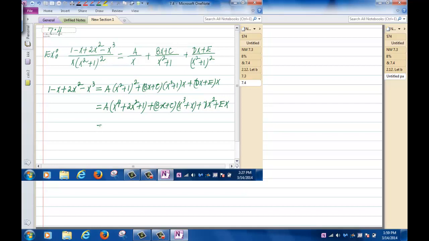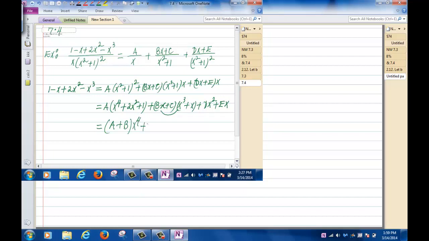And finally, I am going to try to come up with what's the largest exponent on the right. The largest exponent I can get is 4. So what's the coefficient of x to the 4? I am going to get an a x to the 4 from the first, right here, so I'm going to get a. From these two, I am going to get b, right? So plus b. And I think that's it for x to the 4.